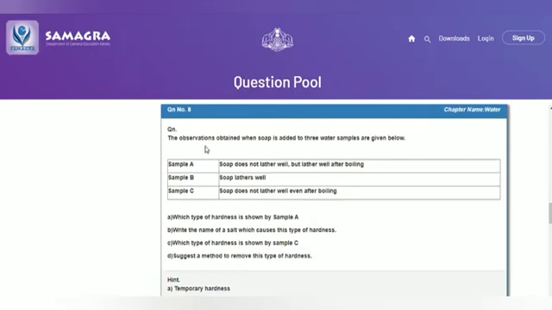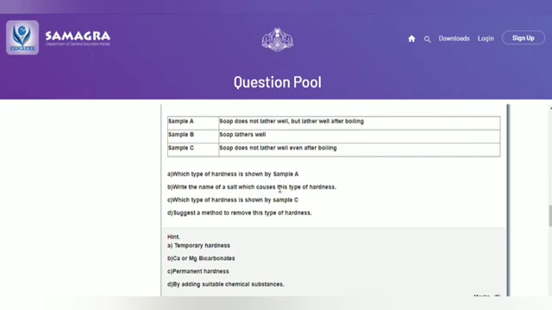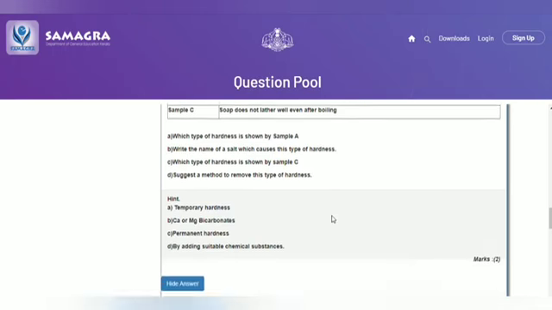Eighth question, the observations obtained when soap is added to 3 water samples are given. That is, sample A, soap does not lather well but lathers well after boiling. Sample B, soap lathers well. Sample C, soap does not lather well even after boiling. Which type of hardness is shown in sample A? That is temporary hardness. Then write the name of the salt which causes this type of hardness: calcium or magnesium bicarbonates. Which type of hardness is shown by sample C? Permanent hardness. Suggest a method to remove this type of hardness by adding suitable chemical substances.